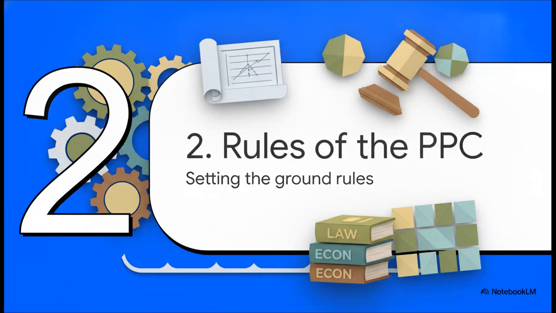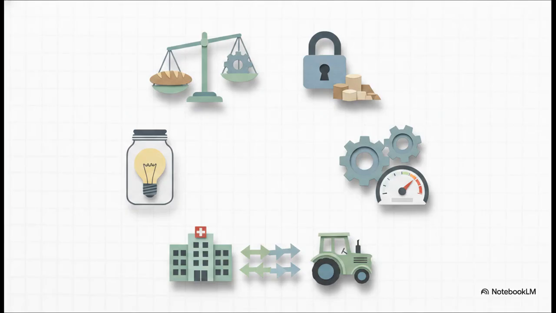Moving to Section 2, Rules of the PPC. Let's set the ground rules. Right, so to make this model actually work, we rely on 5 simplifying assumptions. First up, only 2 goods. Think of the classic guns versus butter scenario.